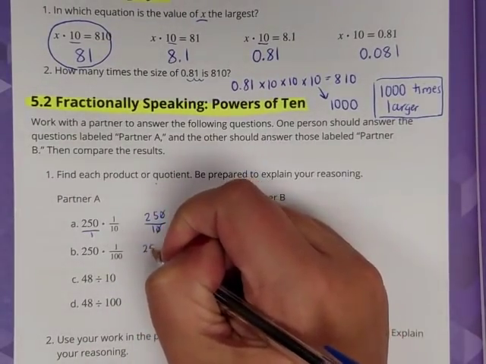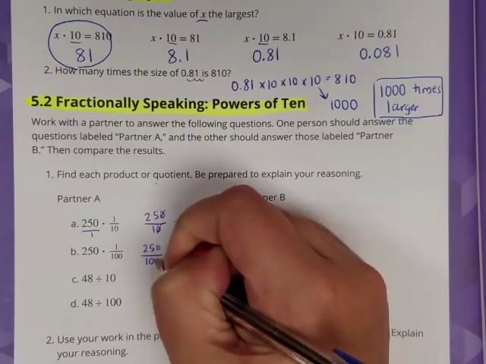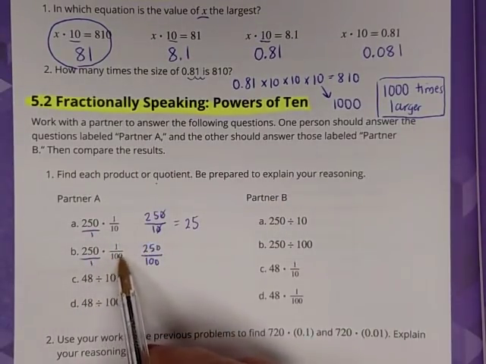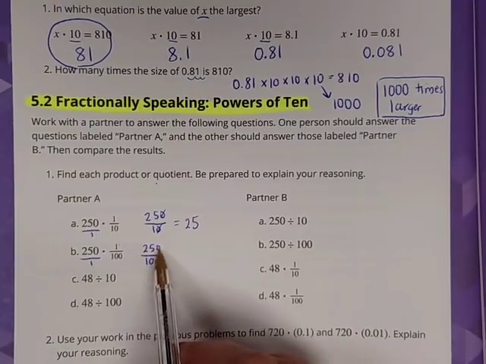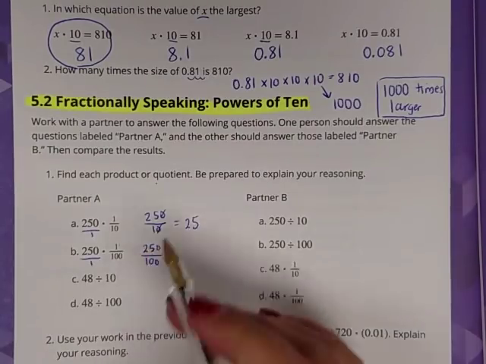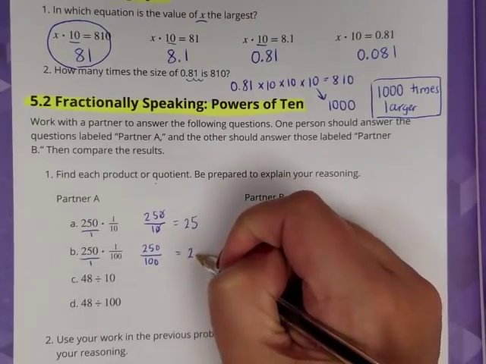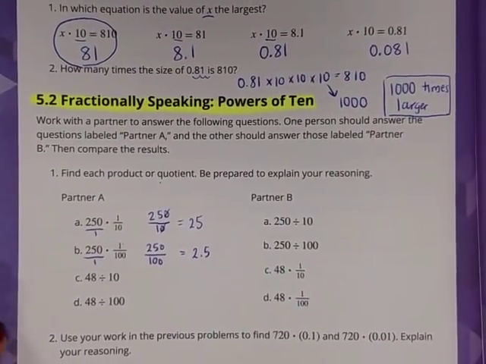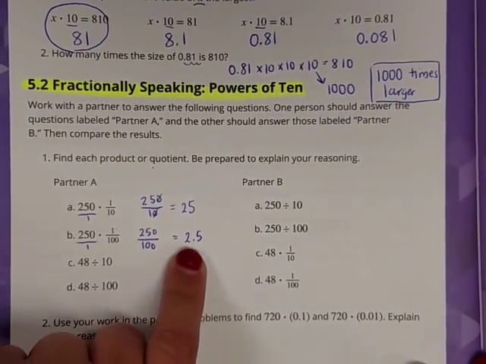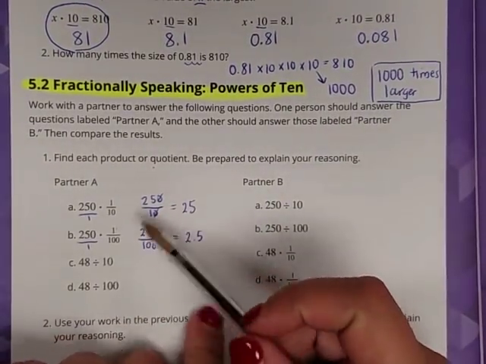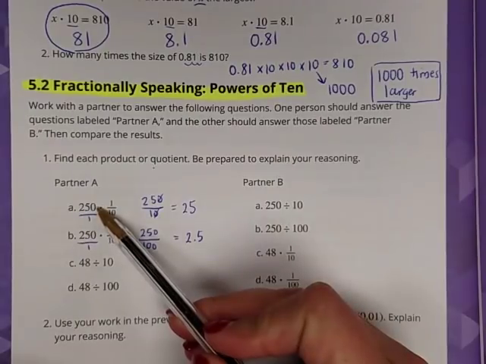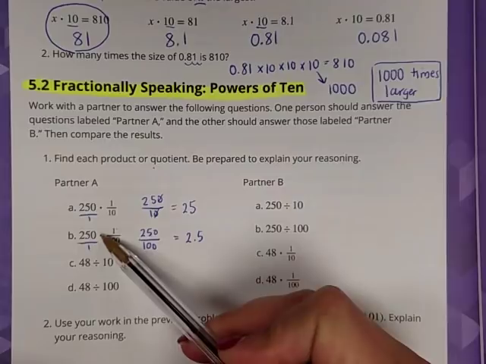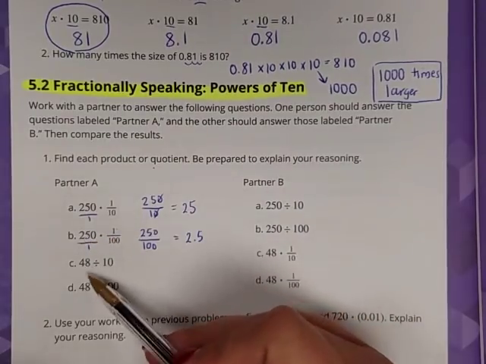All right, 250 over 100. Because again, I just multiplied across. 250 times 1 is 250. 1 times 100 is 100. 250 divided by 100, so 100 goes into 250 2 times, and then with the 5 left over. So it gives me 2.5. So because I divided by 10, my place value went down by 1. I divided by 100, so my place value went down by 2.